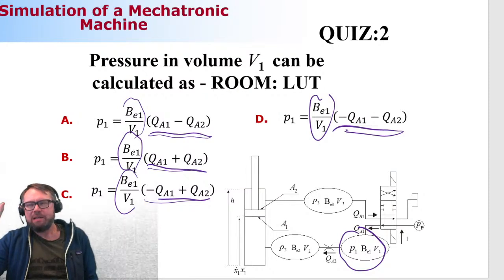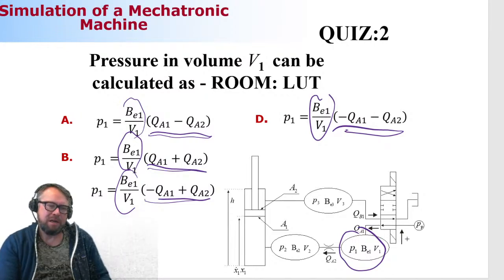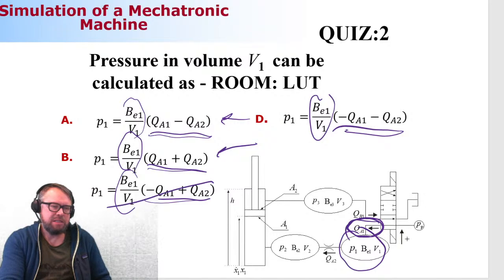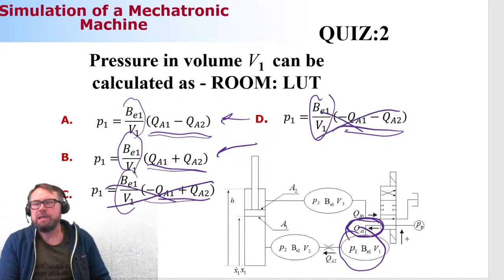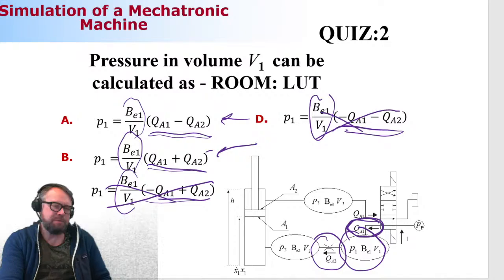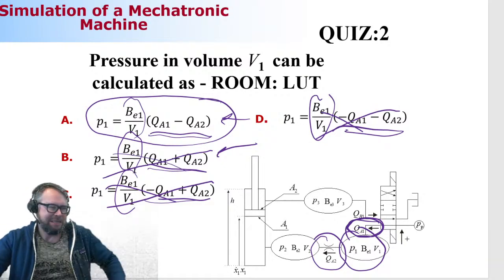Oh, I'm sorry, not this, but this one again. Okay, like I said, the one that is coming in has to have a positive sign. What is coming in is this guy here. These have to be positive. So which one out of these is positive? QA1, so this one and this one. This is out of the question, this is out of the question, because it's a flow rate coming in. Now this one has a minus sign, this is plus in a sign, so that's out of the question. So it's left this one only. That's the correct answer.